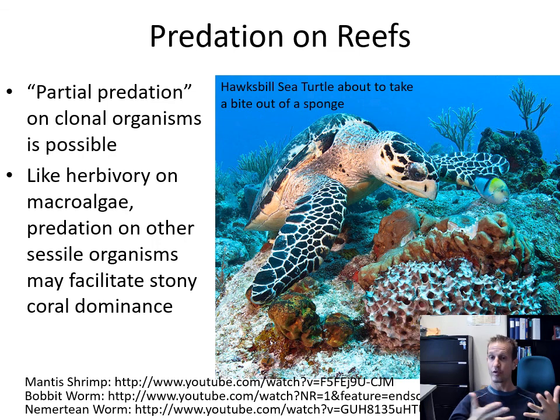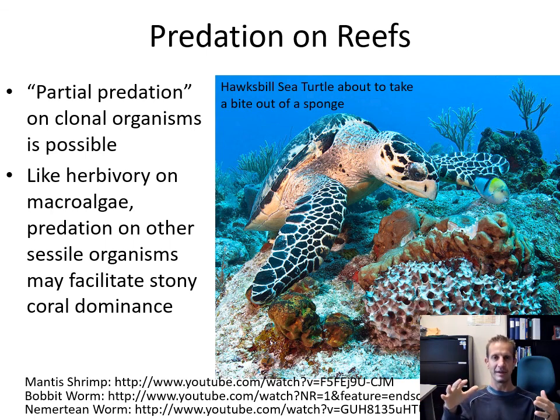Otherwise, the reef may be overgrown with sponges. And in fact, some reefs where the sea turtles have been hunted and the angelfish have been overfished, the reef is overgrown with sponges and there's not very many corals left. So it's a similar concept to what can happen if there's not enough grazers to eat the algae on the reefs, and the reefs get overrun with the algae. It's just instead of algae overgrowing the corals, it's sponges overgrowing the corals.